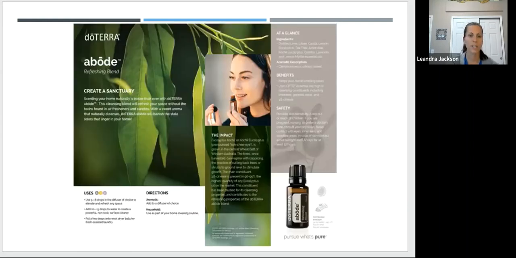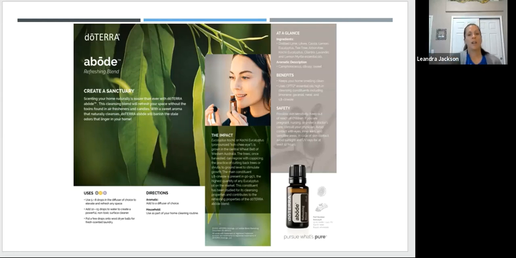But this is the new Abode oil. And the oils that are in the Abode line are lime, litsea, lemon eucalyptus, tea tree, arbor vitae, kochi eucalyptus, cilantro, lavandin, which is not the same as lavender. Don't confuse that with lavender. Lavandin is different. And then lemon and myrtle.